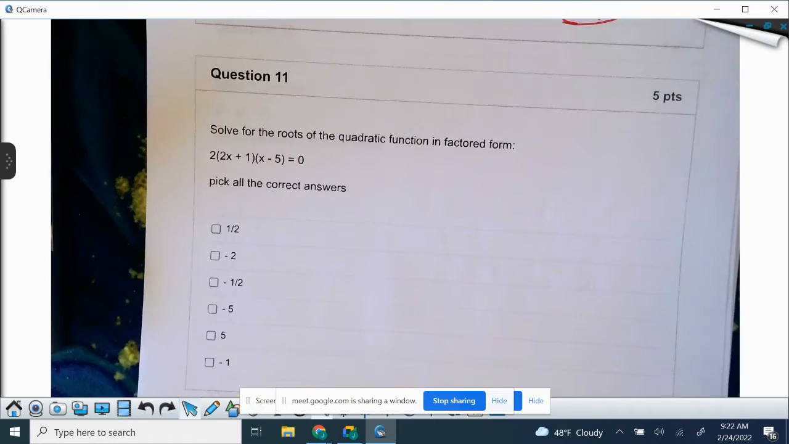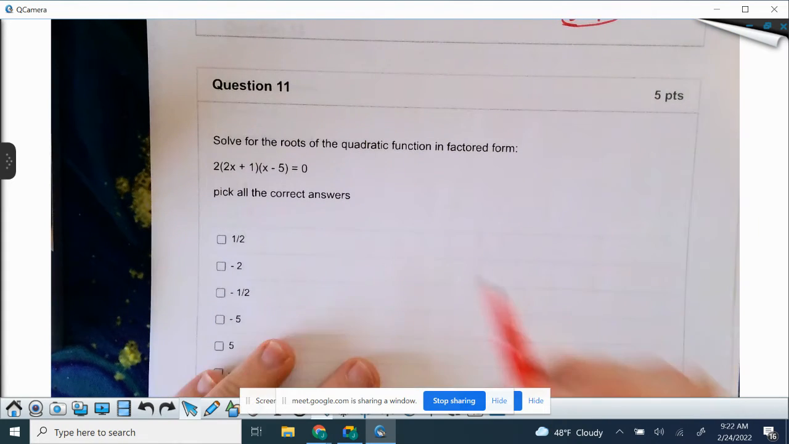Solving for the roots. In this case, this is the factored form, which is beautiful. That means just set everything equal to 0.